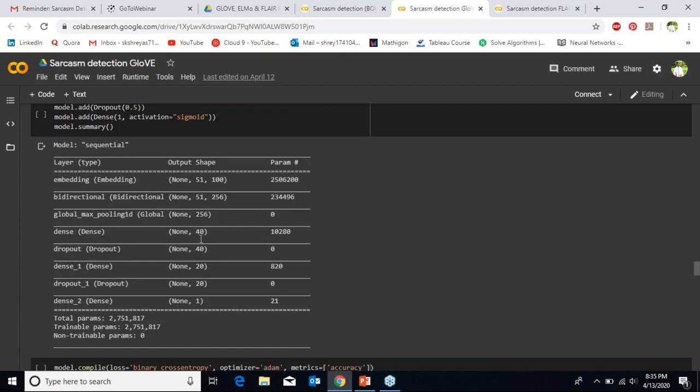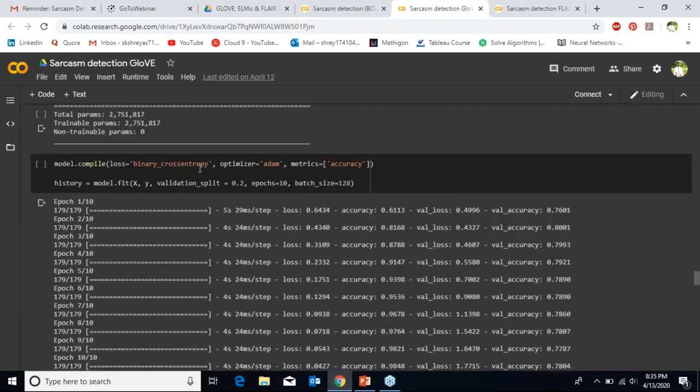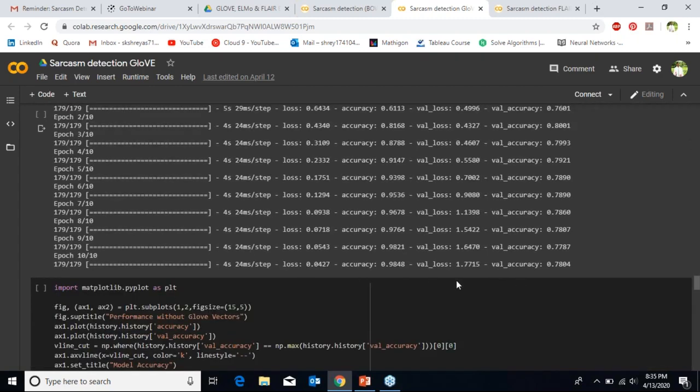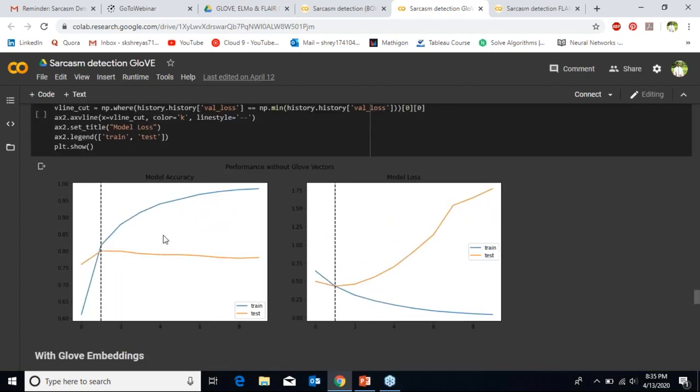And further, this is the dense layer, 40 units and 20 units in these two dense layers. Binary cross entropy is the loss function, and the Adam optimizer is used. So just for 10 epochs, we can see here the accuracy for the training set is 98%, and for the validation it is 78%. This is the performance observed without using the GloVe embeddings.